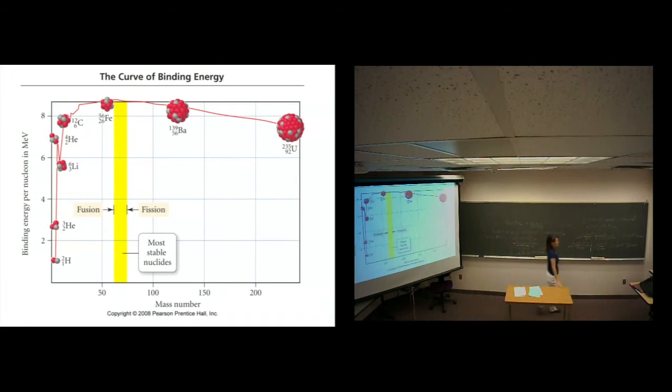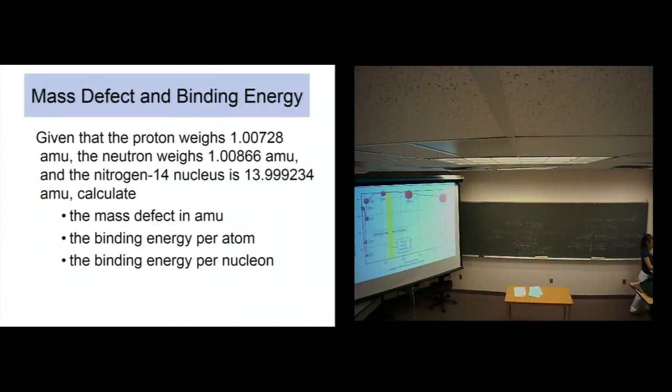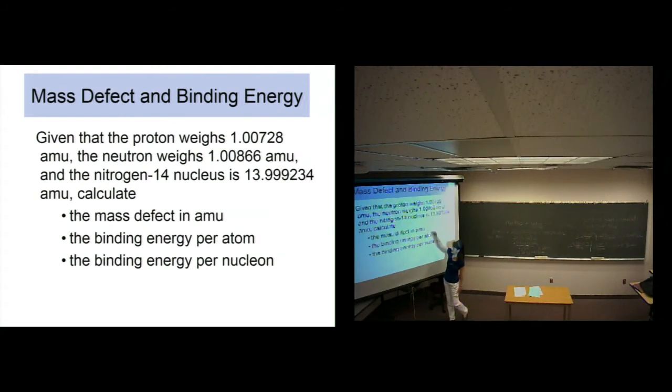All right, so let's take a look at another one. Here's an example. You've got the weight of the proton and the neutron and the weight of the nucleus. Now we need to do the same thing, so let's practice that. We want the mass defect, the binding energy per atom, and the binding energy per nucleon. Kind of like what we just did. See if you can do that one.